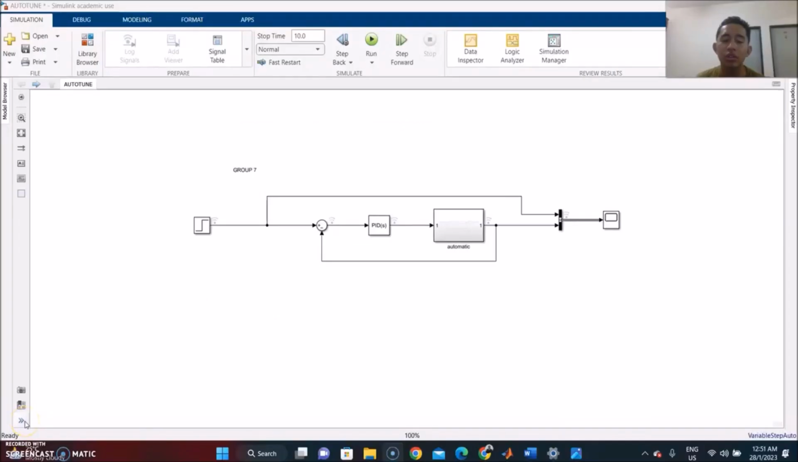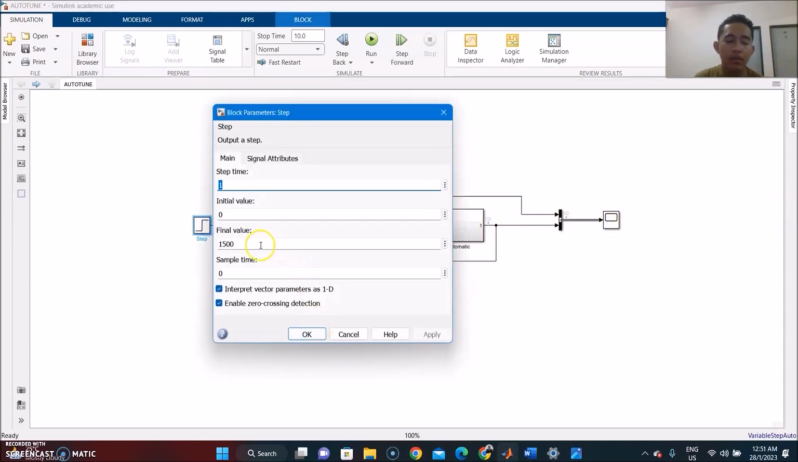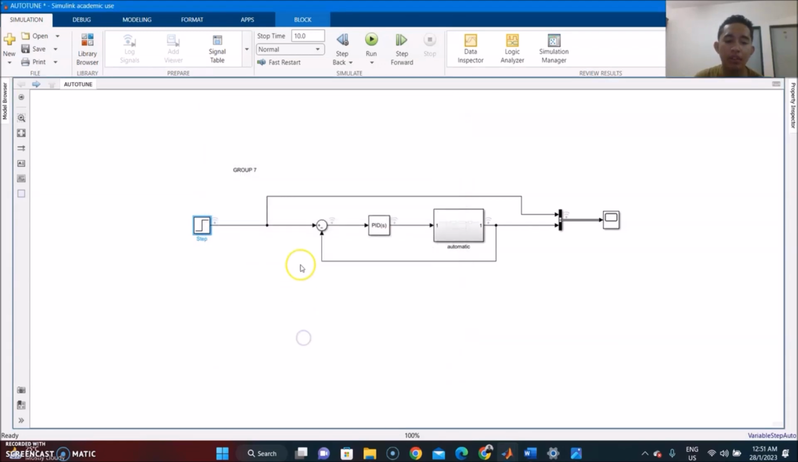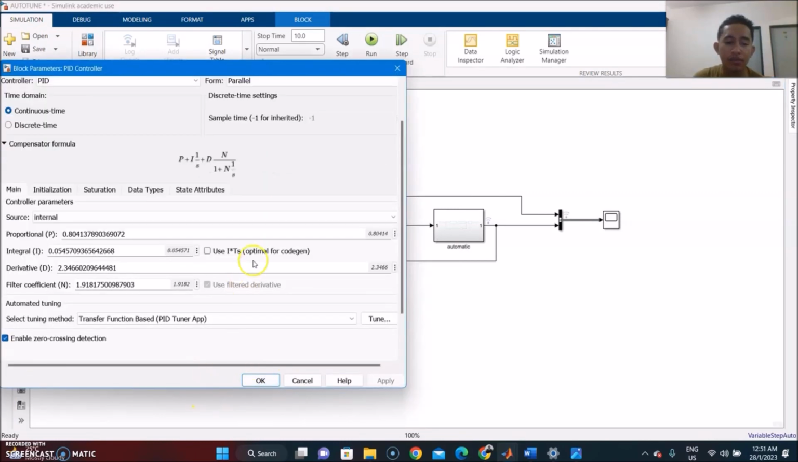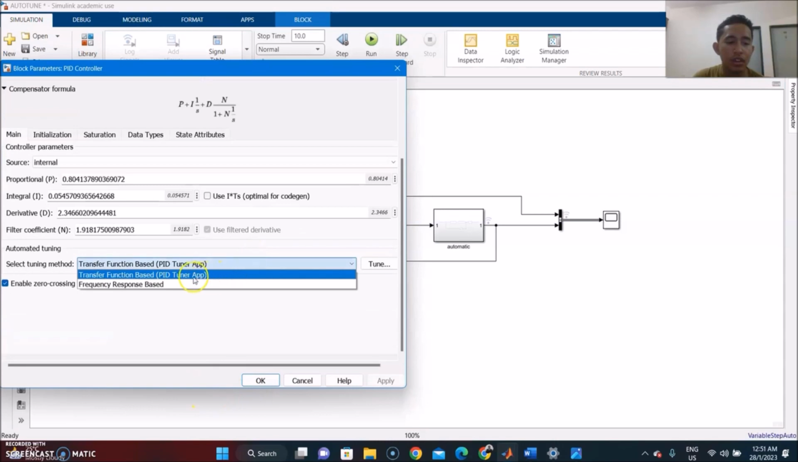Okay, we go to the next simulation, which is auto tuning. As you can see here, we're using step, sum, PID controller, bus, and scope. For that, we should set the step value, which is a final value of 1500 RPM. After that, we should set the PID controller. We should change the select tuning method to transfer function based PID app tuner. Then we tune.